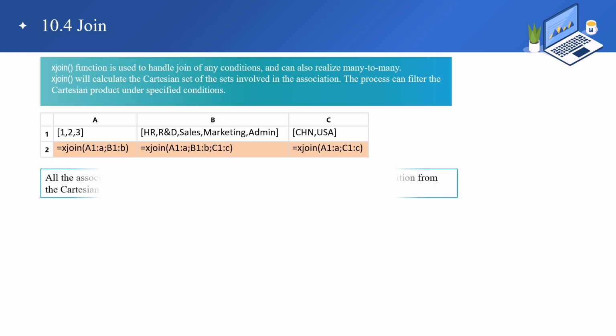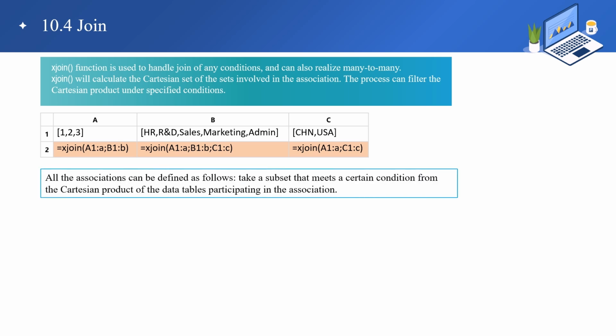In fact, all the associations we mentioned earlier can be defined as follows. Take a subset that meets a certain condition from the Cartesian product of the data tables participating in the association. All the join operations we have learned can use the condition of equal association key value, and SQL defines the join operation in this way. This definition is very simple, but it does not reflect the associated characteristics between data, which is not helpful to simplify syntax or improve performance. SPL does not adopt this definition, but describes the common association modes separately. You can use different operation methods in different scenarios.